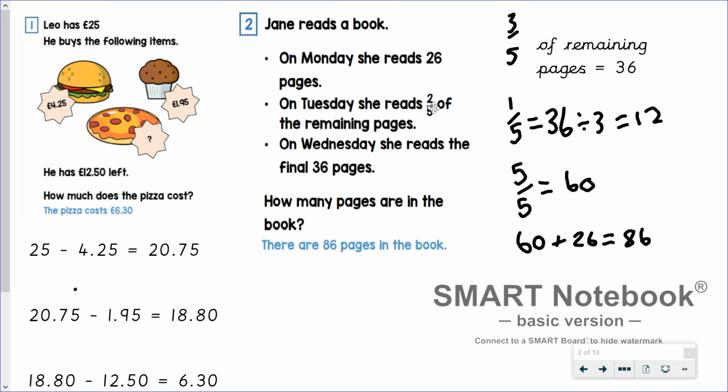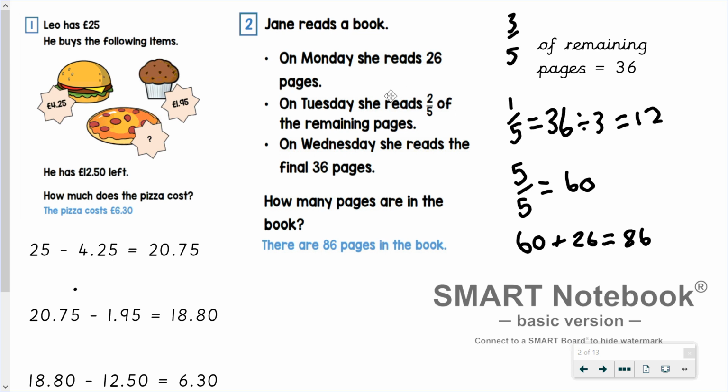Now, question number 2, Jane reads a book. On Monday, she reads 26 pages. On Tuesday, she reads 2/5 of the remaining pages. On Wednesday, she reads the final 36 pages. How many pages are there in the book? So to do this, we ignore on Monday, she reads 26 pages. On Tuesday, she reads 2/5 of the remaining pages. So we're not quite sure. On Wednesday, she reads the final 36 pages.